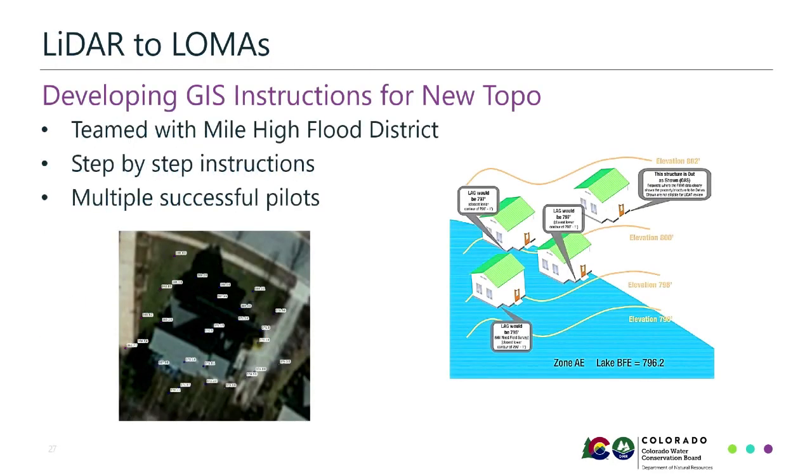Colorado has also teamed with the Mile High Flood Control District to develop step-by-step instructions and guidance for performing letter of map amendments using LiDAR. There have been multiple successful projects performed, and as a result, the number of homes that were incorrectly mapped into a high-risk flood zone have been able to be removed without the need for survey of the properties.